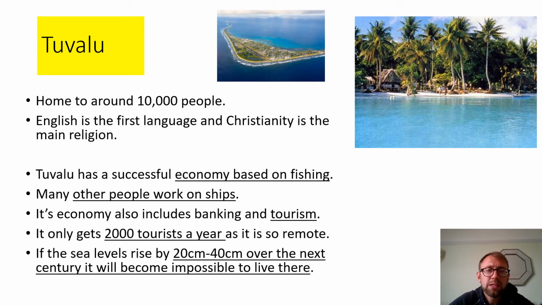Now, as I said, there isn't a case study in this topic, but a good place to talk about somewhere that has been massively impacted by climate change is Tuvalu. It's home to around 10,000 people, so it's quite a small island. English is the first language and Christianity the main religion. They mainly survive on fishing. There is some tourist aspect as well, with 2,000 tourists coming every year.